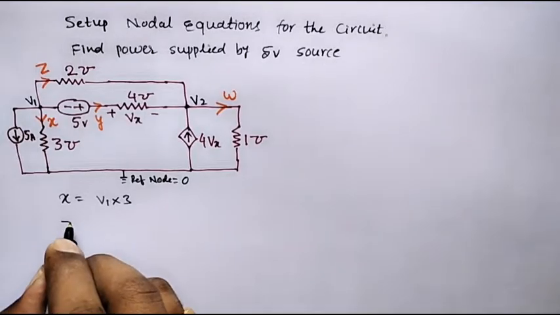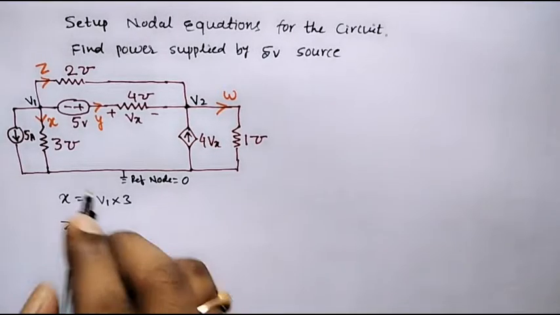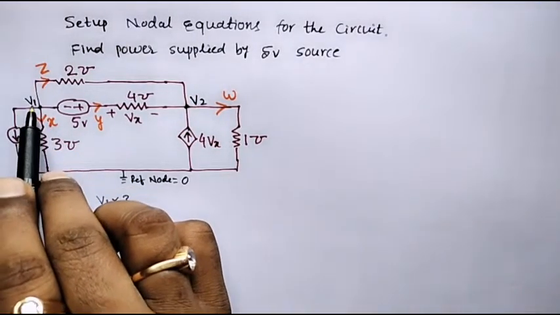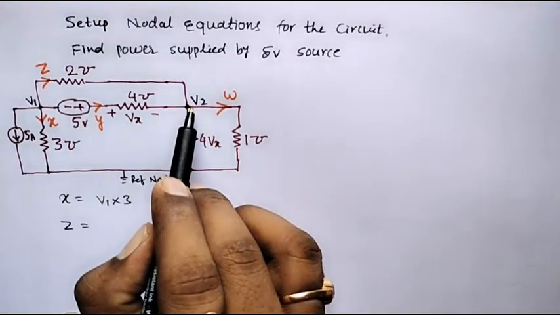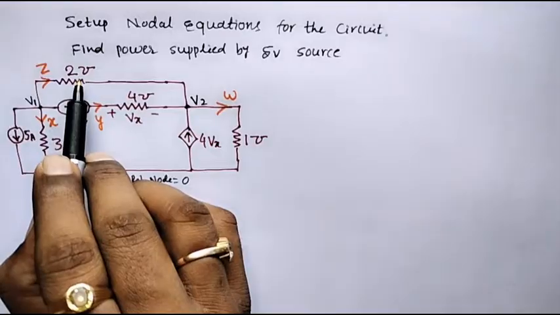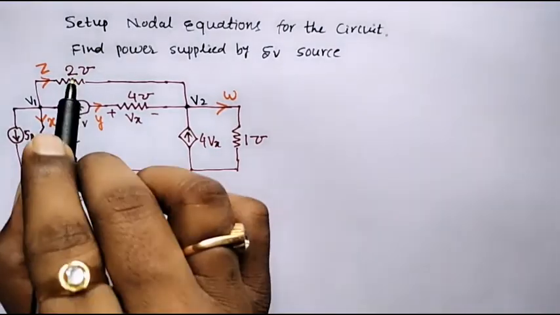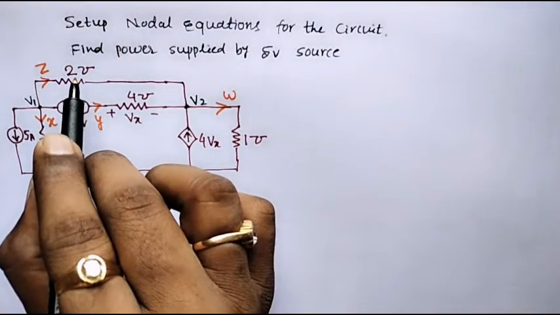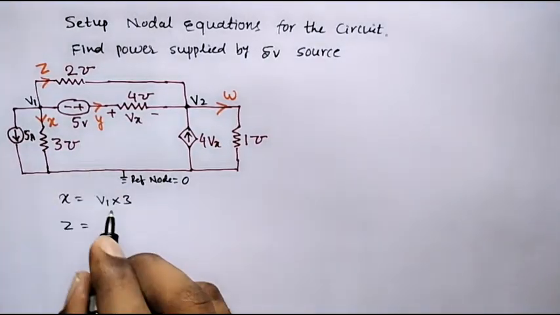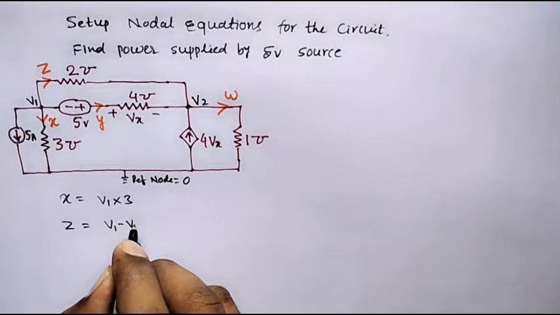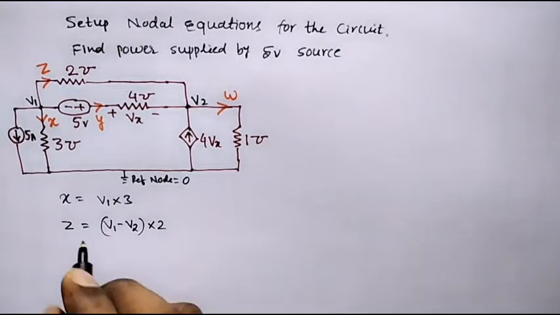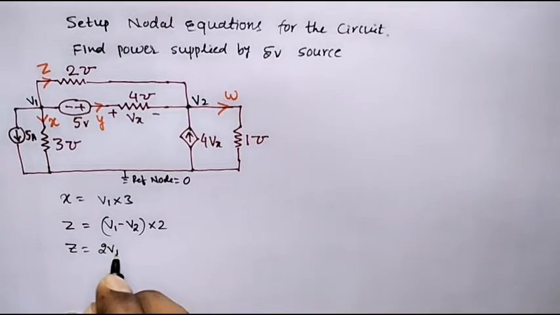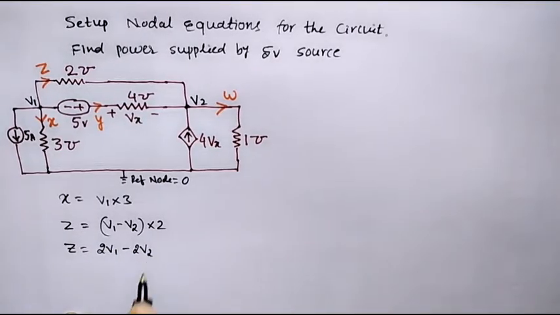Z is equal to, Z is the current which is moving from V1 towards V2, that is potential difference between V1 and V2 multiplied by 2 mho. If it is a resistor, it will be divided by 2 ohm. So here it is V1 minus V2 into 2. I'll simplify this. Z is equal to 2V1 minus 2V2.